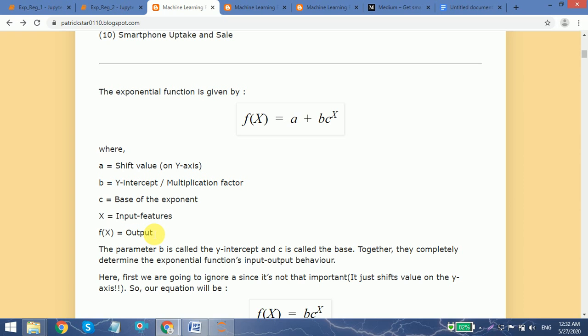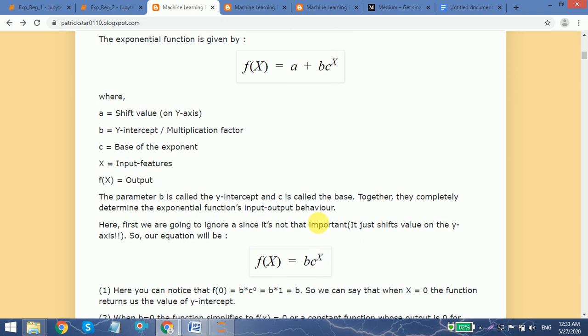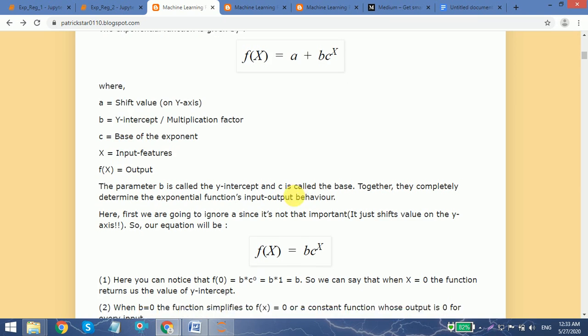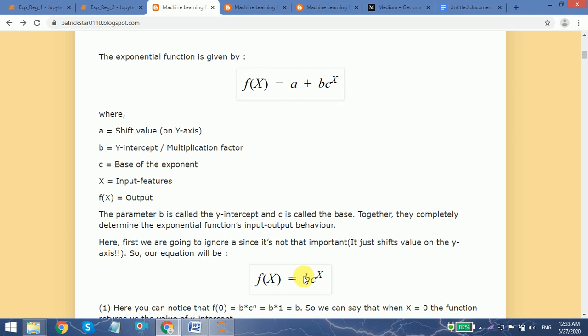We are going to take each of these parameters and plot it with Python, and I will show you different kinds of graphs that we can plot by modifying these parameters. Initially we are going to ignore the value of a, but don't worry, I will get back to the value of a later in this video. So consider our main function f of x equals just b into c raised to x, and I've ignored the value of a here.